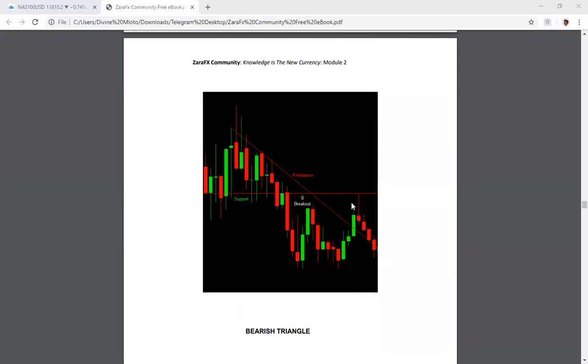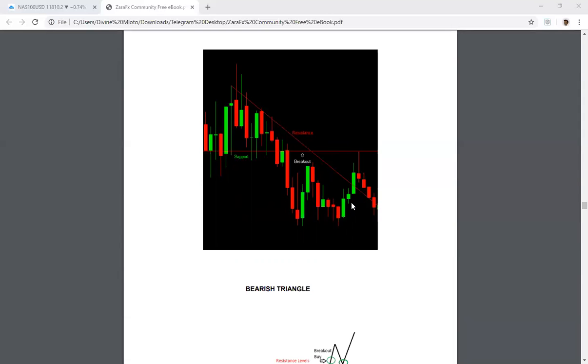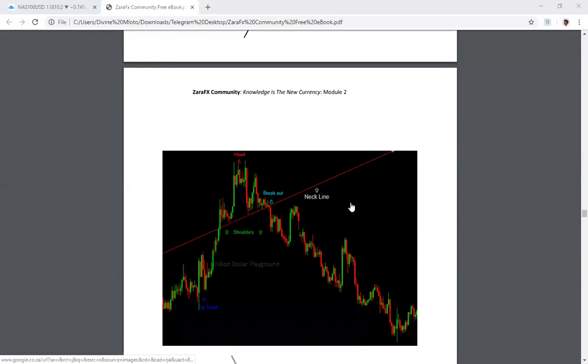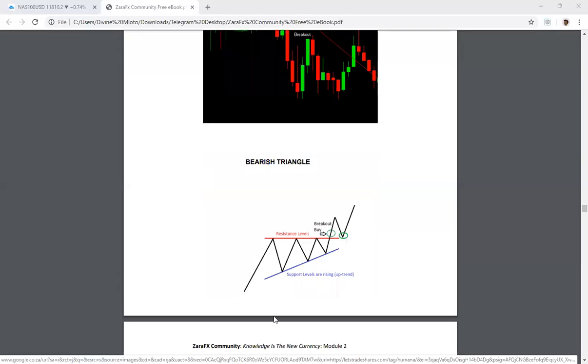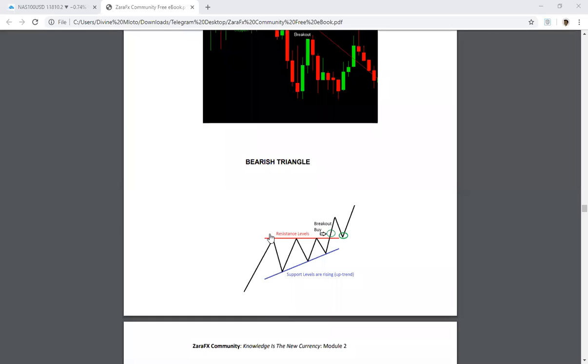And then we have bearish triangles, the exact opposite of what I just spoke about. The price is making lower highs, and the lows are just not going higher or lower. Just know that the one is bearish, the other one is bullish. Yeah, and it breaks out, and then price continues to go down. So here's how a bullish triangle would look.